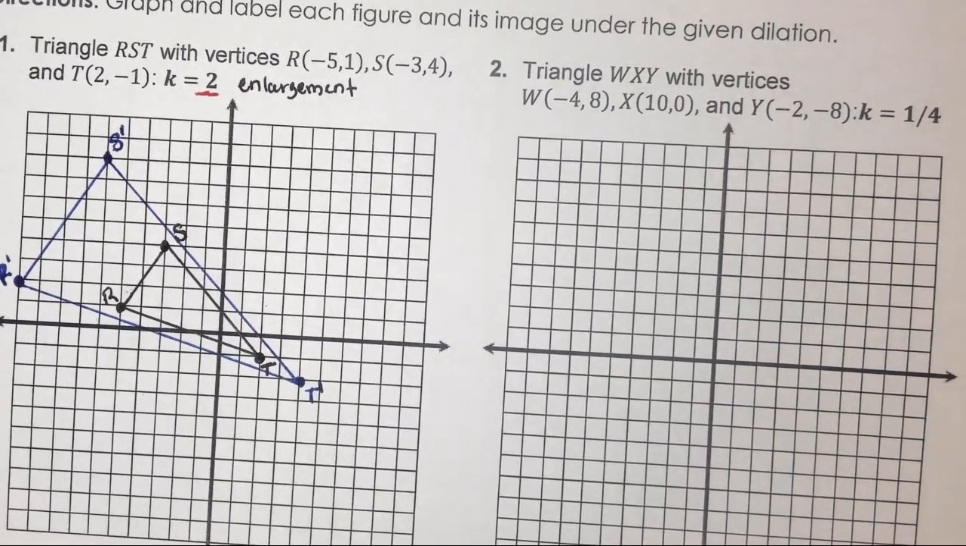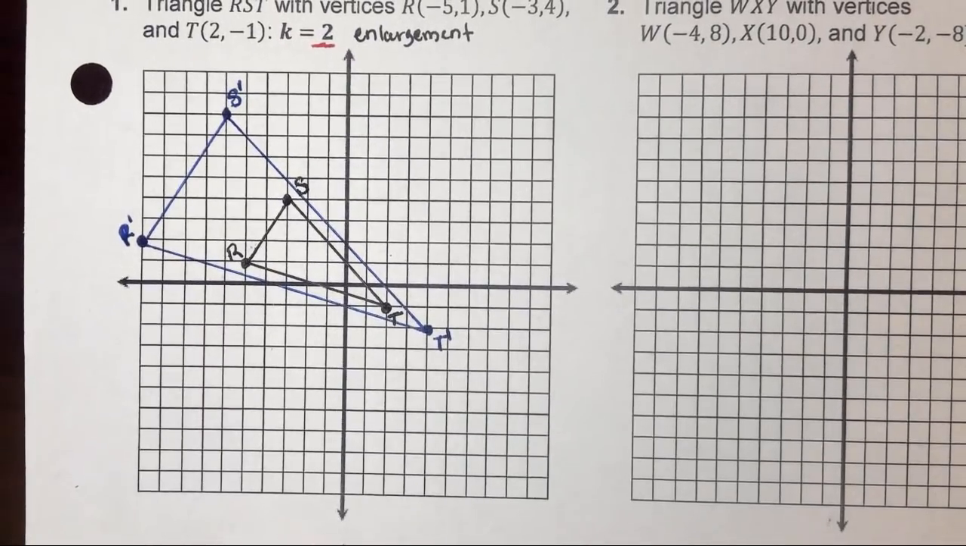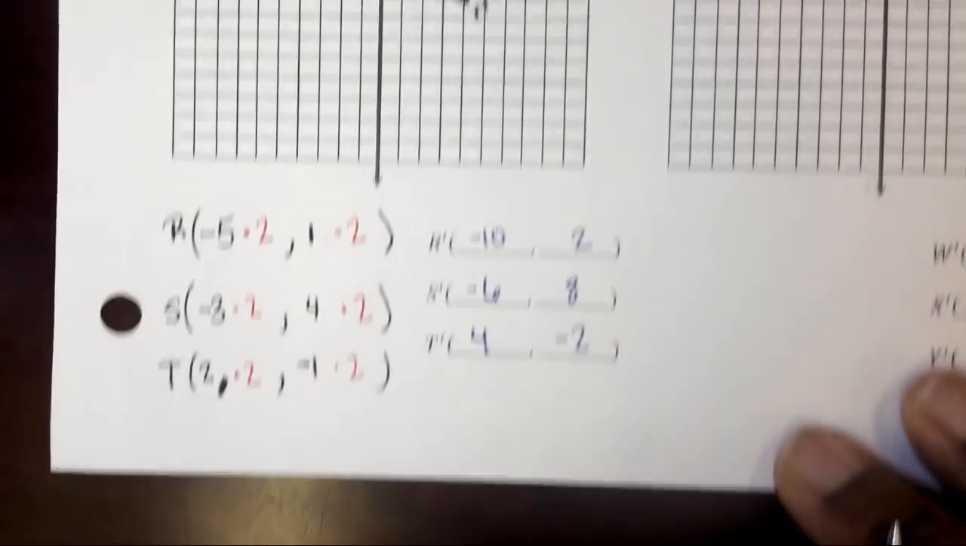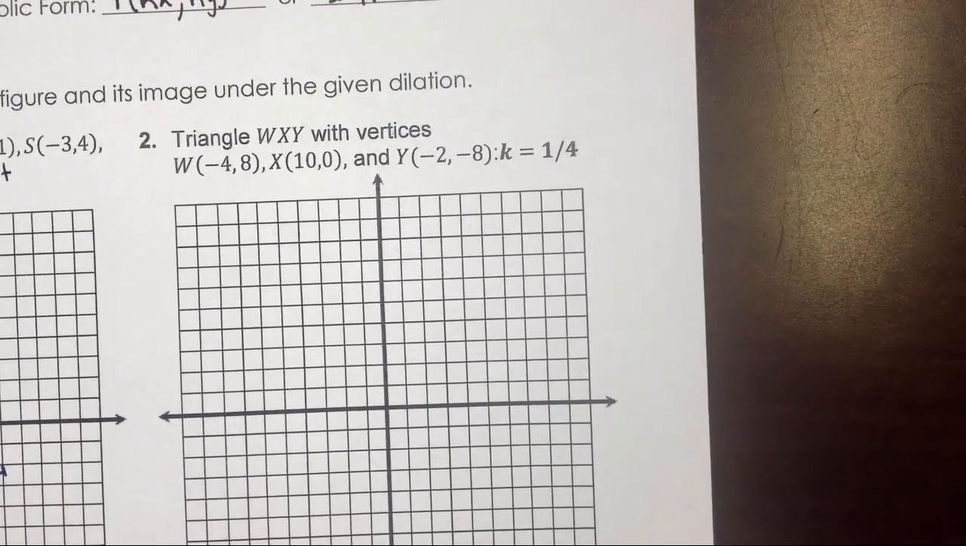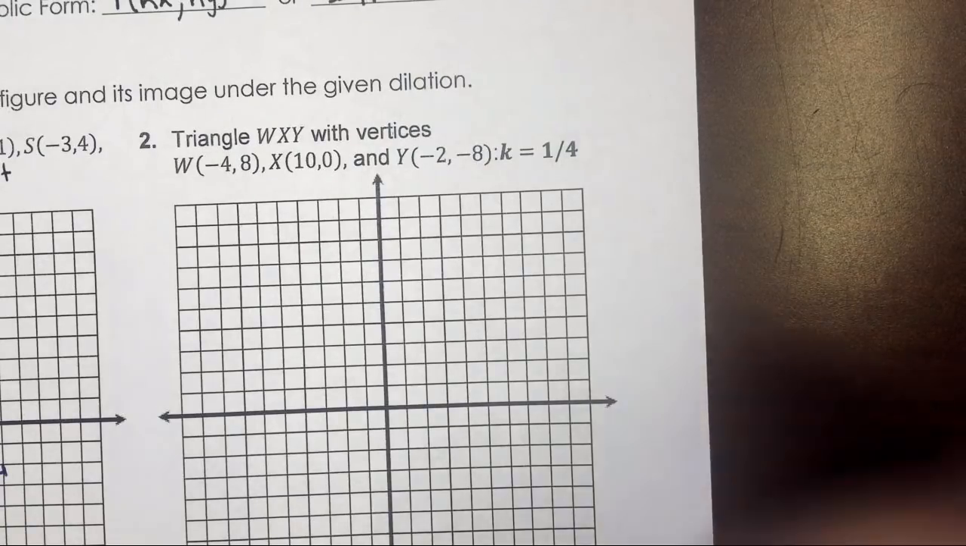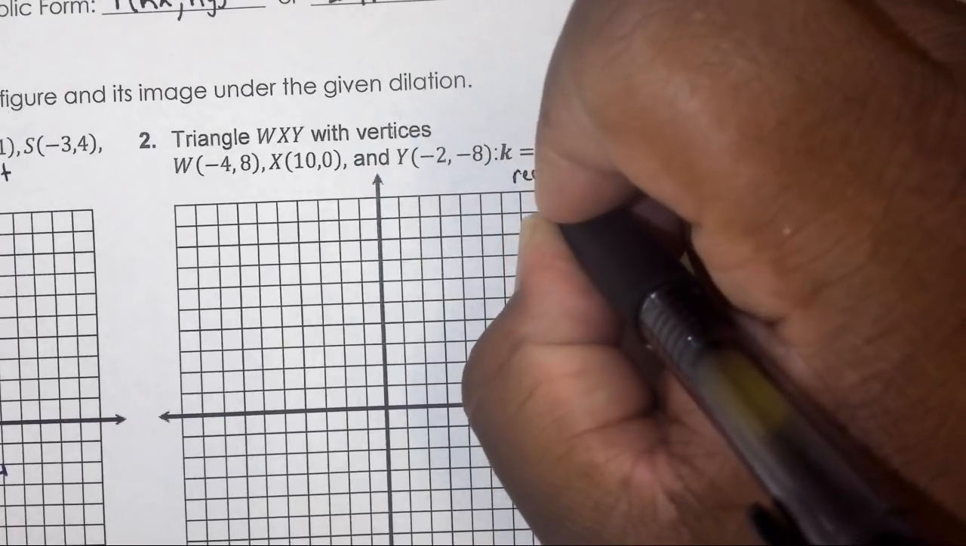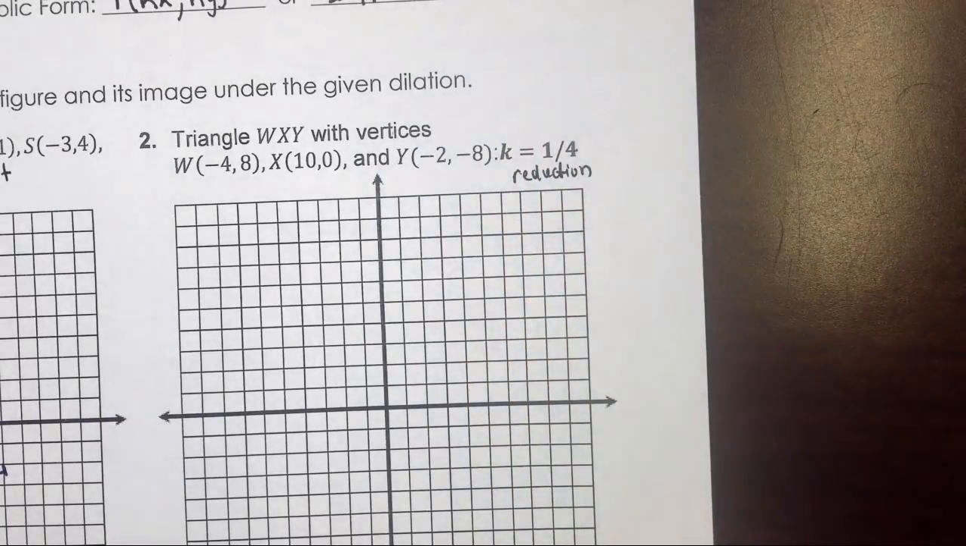Then after that, moving over to our next one. If you look at this one, let me let y'all stare at it for a second. This is the figure, my coordinates down here. Next one, triangle WXY with vertices W, X, and Y. Scale factor is 1/4. The numerator is smaller than my denominator. This is a reduction. So you understand, your image should get smaller if you're doing this right. If not, then you're doing something wrong.